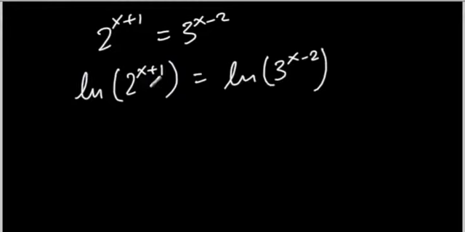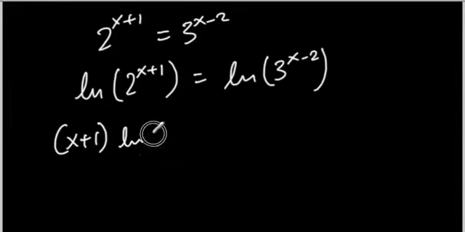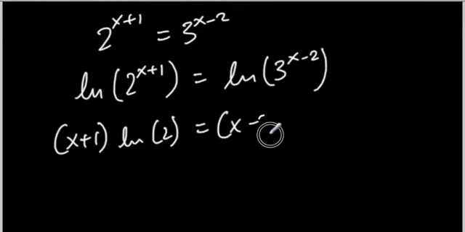Okay. So then when you bring the exponent down, put it in brackets. Don't just put x plus 1. Put x plus 1 in brackets. So it's (x plus 1) ln of 2, and it's equal to, we can bring this one down, so it's (x minus 2), and it's ln of 3. Okay. Now, what we want to do is we want the x's. So what we have to do first is expand everything.